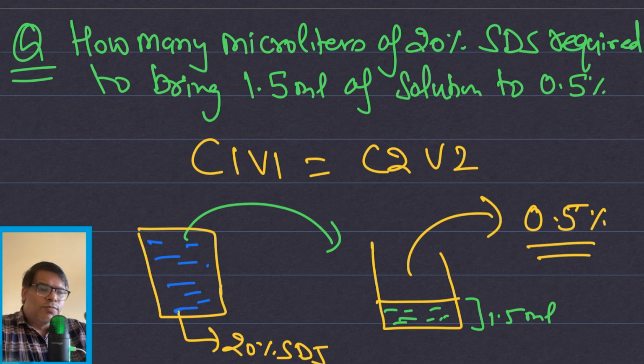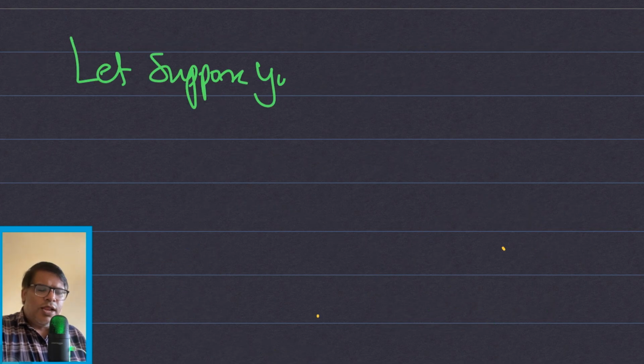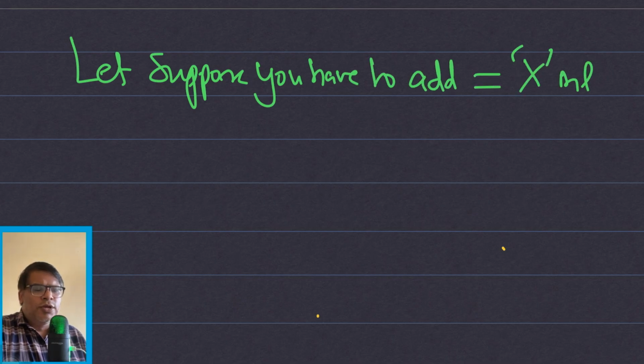So from the 20% SDS stock, how much amount will you take and add to the 1.5 ml solution, so that the final concentration of the SDS in the working solution is 0.5%? How many microliters do you have to take? It's quite easy, don't worry. Let us suppose you are taking X ml from the stock.